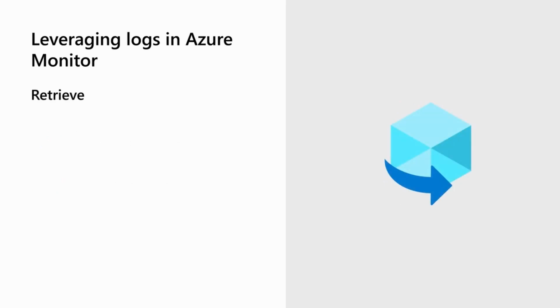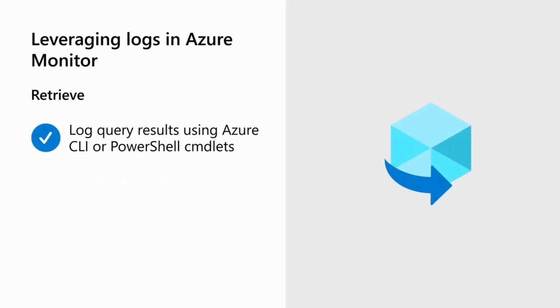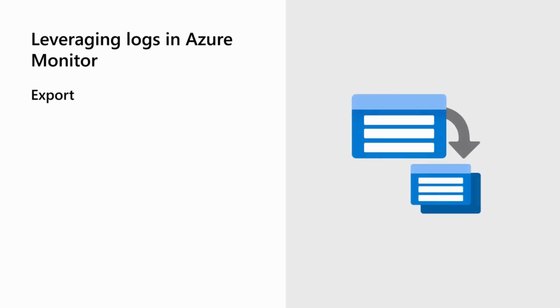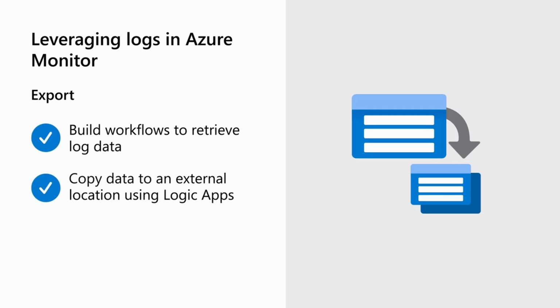To retrieve data, access log query results from the command line using Azure Command Line Interface, CLI, or PowerShell cmdlets. Alternatively, retrieve log query results from a custom application using REST API. To export log data, build workflows to retrieve log data and copy it to an external location using Logic Apps.